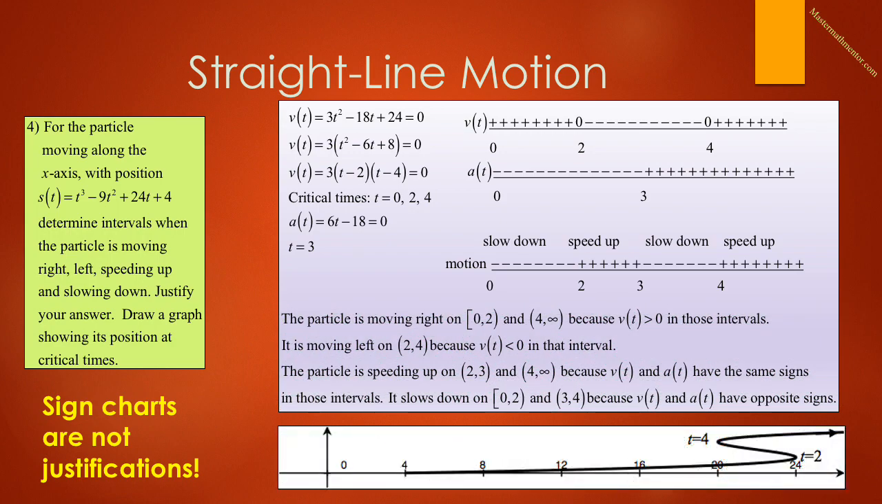Finally, the position graph. We know that the particle at t equals 0 is at 4, at t equals 2 it's at 24, and at t equals 4 it is at 20. We know also that the particle is moving right from 0 to 2 seconds, moving left from 2 to 4, and then moving right from 4 to infinity. The graph shows all of that information.